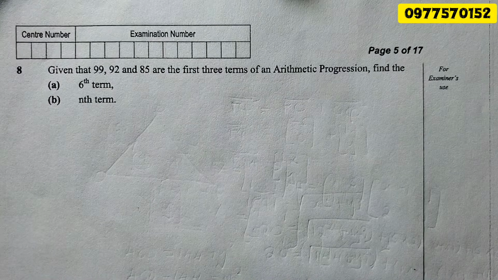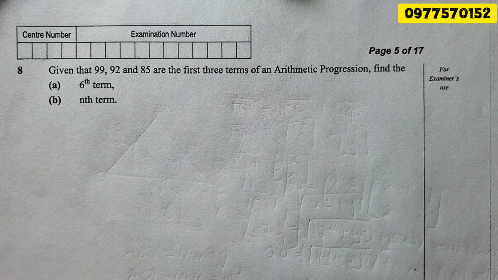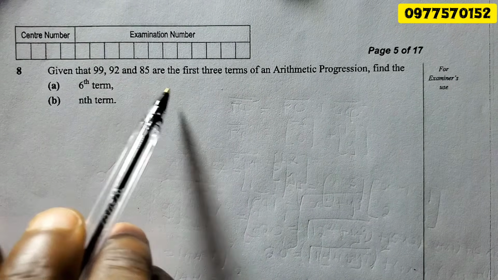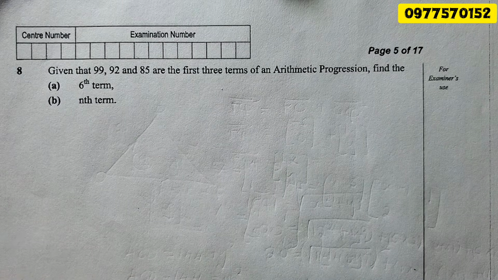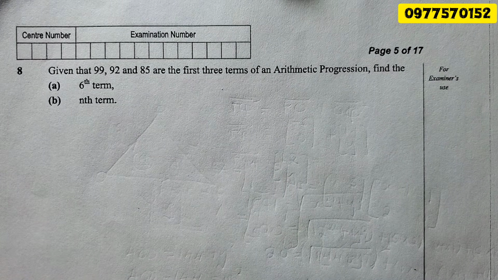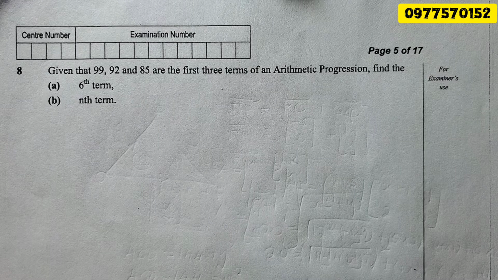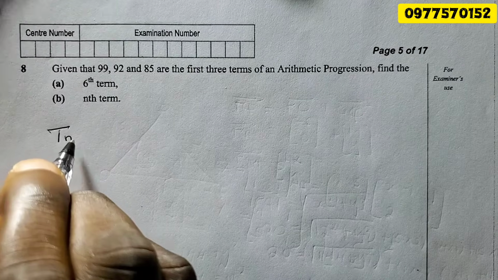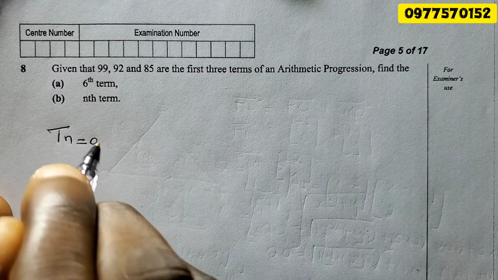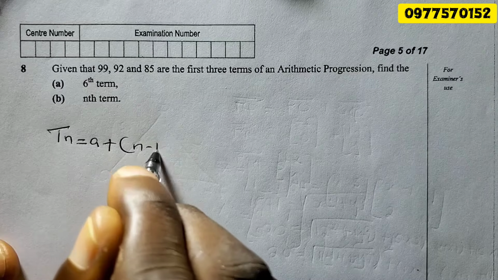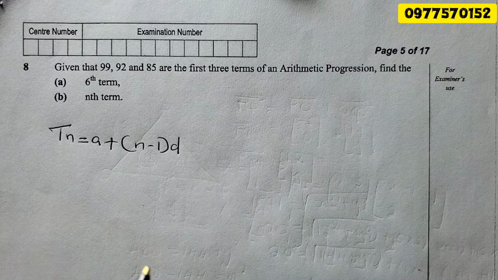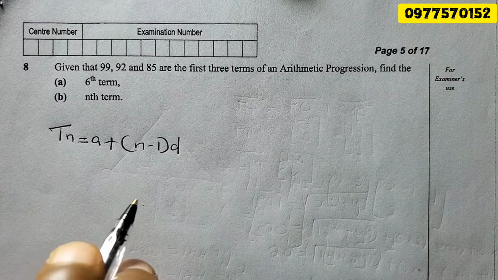Question 8 is under sequence and series, specifically arithmetic progression, AP. Given that 99, 92, and 85 are the first 3 terms of an AP, arithmetic progression, find the 6th term and the 8th term. This is very simple. The formula for finding a term is Tn is equals to A plus open bracket n minus 1 close bracket d. Okay, so where A is the first term, D is the common difference.